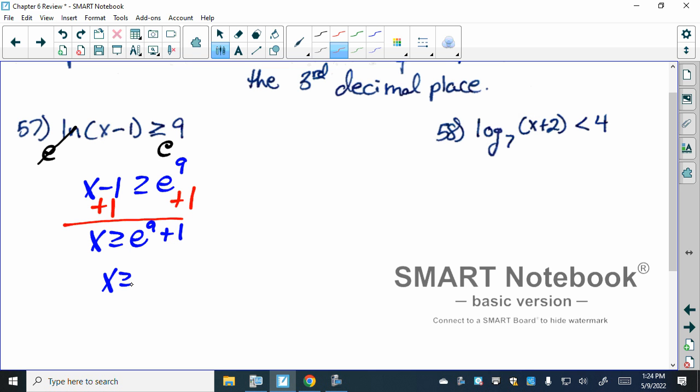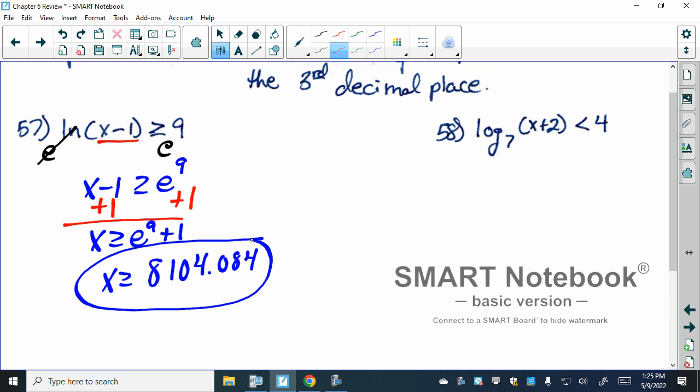Now at this point here, we can type this into the calculator. E to the 9th plus 1 is 8,104.084. Now, since we are dealing with natural logs, guys, let's focus in. Since we are dealing with natural logs, what's inside of the natural log cannot be negative or 0. But since x is greater than 8,104, there's no way that this would occur. Because 0 is not greater than 8,104, this here would be the final answer. That's pretty easy.